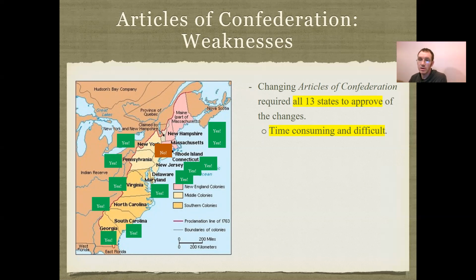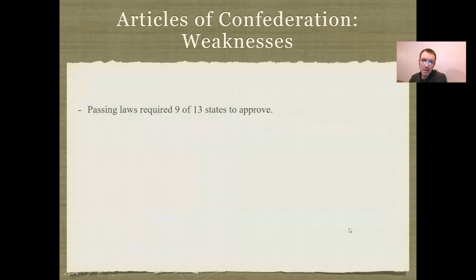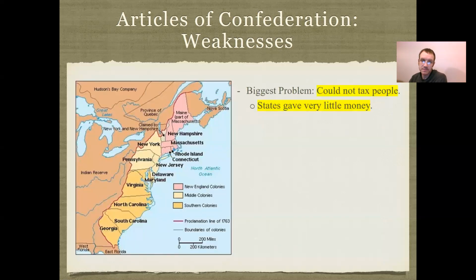Maybe you want to say, well, the United States government can choose rules for trade. If 12 say yes and Rhode Island's like, no, I don't want it, you can't alter the document. It's not allowed. So that's not a good thing. Passing laws took 9 of 13 states to approve. That's a lot. It's a high number, so it made it hard to pass laws as well. The biggest problem was they could not tax people. They left that up to the states, and the states had to give tax money to the national government. But that's really hard to do.